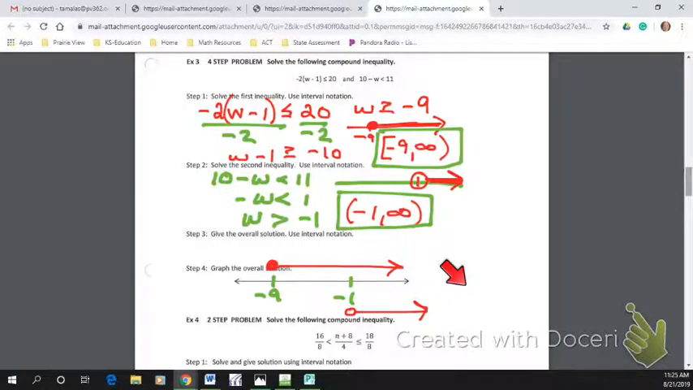If this were an or problem instead of an and problem, what would my final graph look like? If I were uniting these together onto the same graph, what would be covered? From negative 9 over. It would look just like the top graph, right? But when I'm doing an and problem, that means overlap. They overlap from here over, and it looks like the bottom one, okay? So my final graph looks like this because that's where they overlap or unite. Does that make sense?